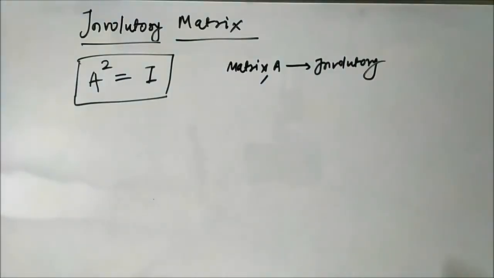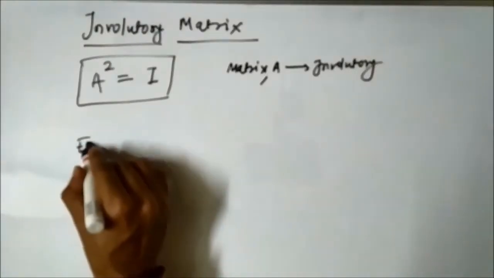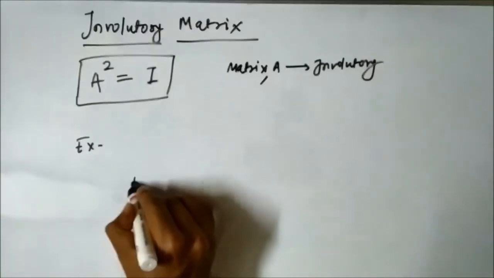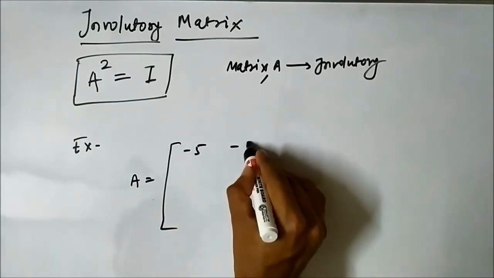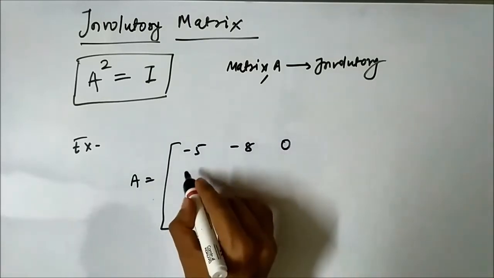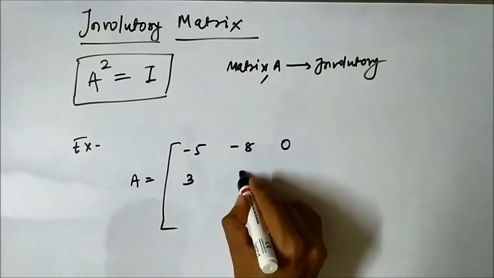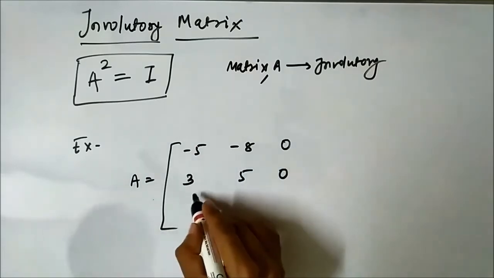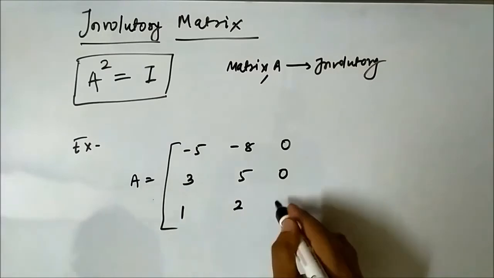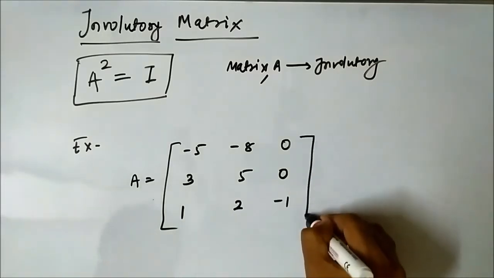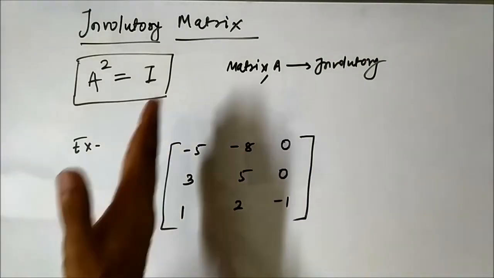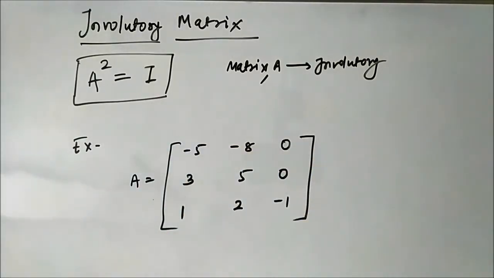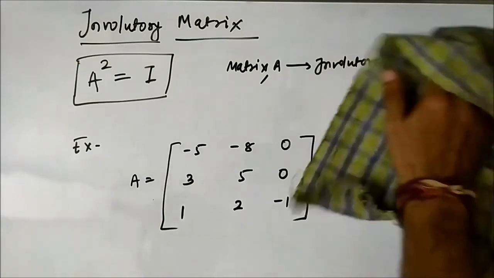Now an example of such a matrix is A equal to minus 5 minus 8 0, 3 5 0, 1 2 and minus 1. It is an involutory matrix. So let us check whether the square of this matrix gives us the identity or unit matrix or not.